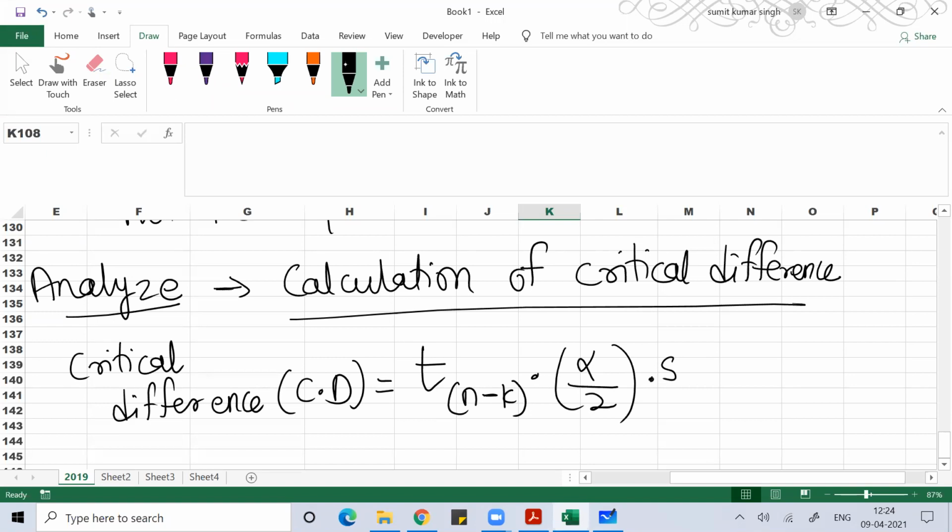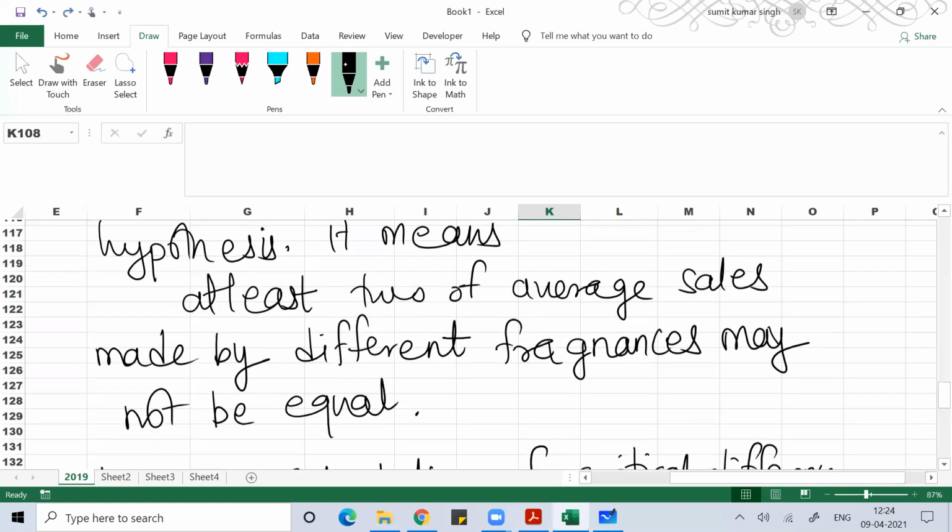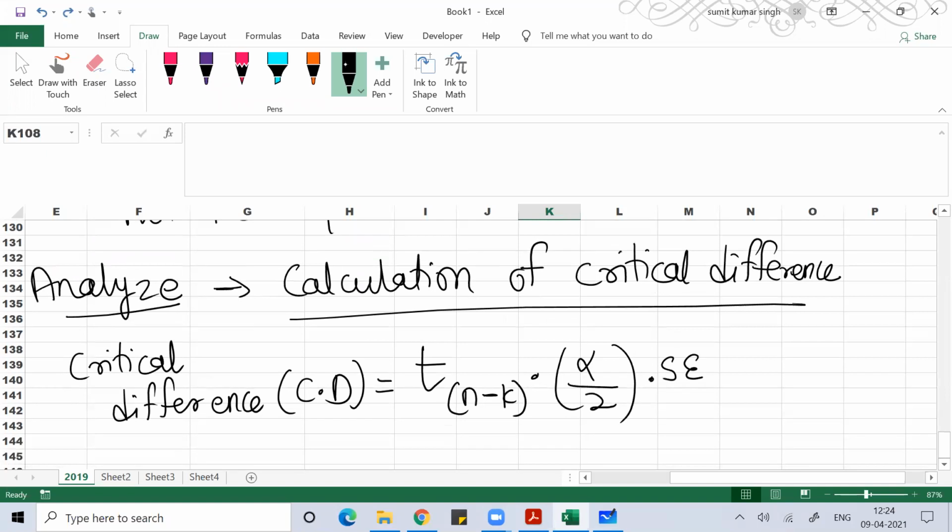into the standard error, what you get for any two columns. Here the columns are what you analyze vertically. Because any two columns are not equal, that creates the inequality, so that is what we are trying to find here.